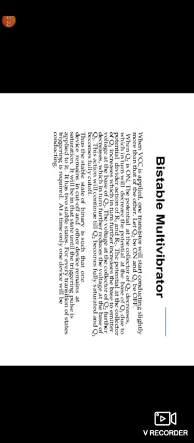This action will continue till Q2 becomes fully saturated. Up to this, Q2 becomes fully saturated and Q1 becomes fully cut off. This action continues until Q2 becomes fully saturated and Q1 becomes fully cut off.